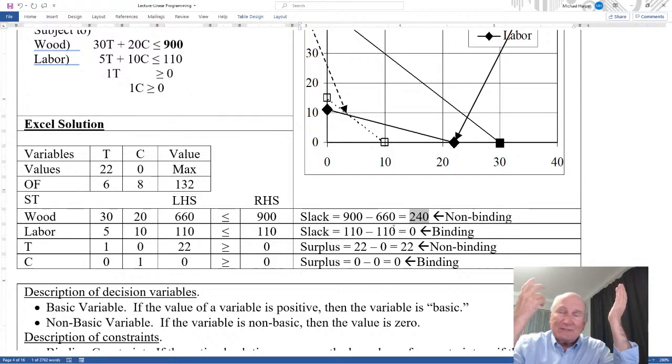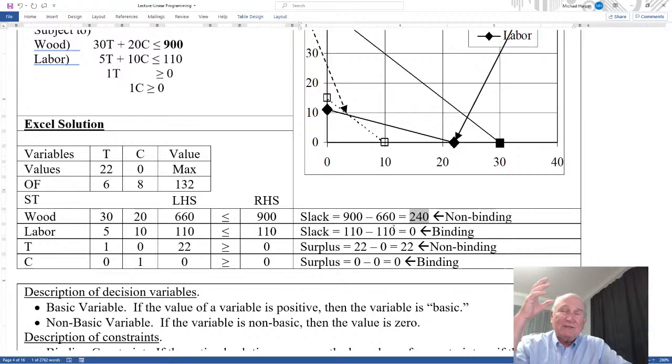So you've got to be careful with language. Again, language is important. You have a surplus. Oh, so it's a greater than constraint? No, it's a common use of the term surplus. I have surplus wood. Okay, and I have slack wood, which means my constraint, my mathematical value of that constraint, is less by 240 than the right-hand side. So you've got to be careful with the language.